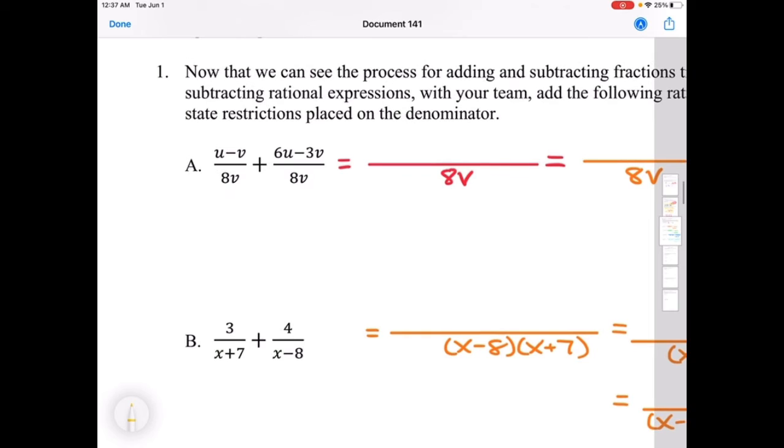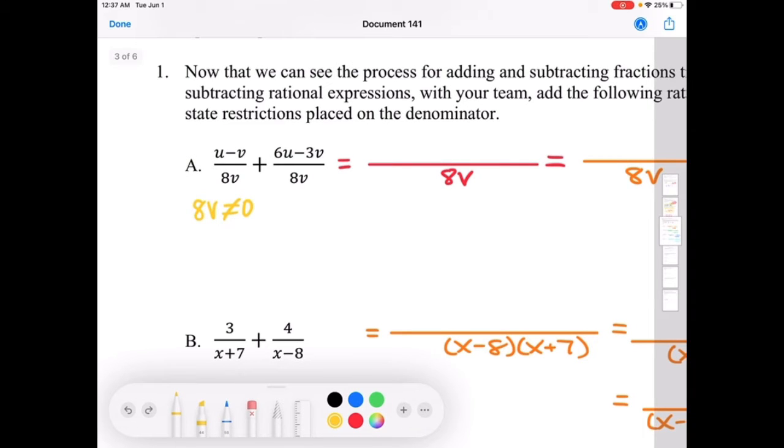Letter A, we're going to start with letter A. We're going to set 8v cannot equal 0.